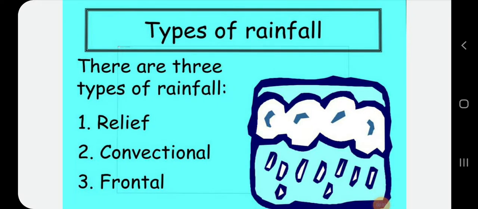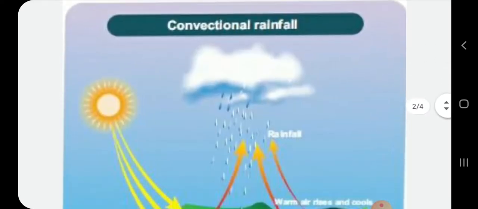Hello viewers, today we are going to discuss the types of rainfall. There are three types of rainfall: convectional rainfall, orographic rainfall, also known as relief rainfall, and frontal rainfall. At first, we are going to discuss convectional rainfall. Look at the diagram.